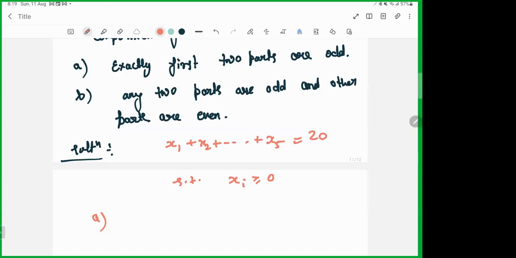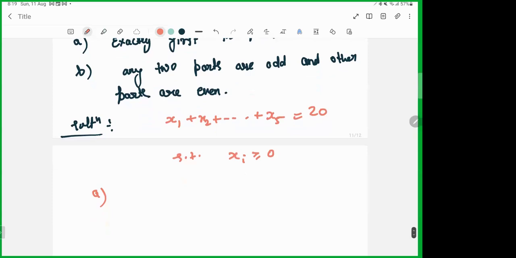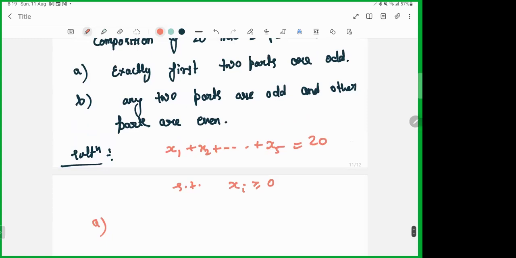First two parts should be odd. That means x1 and x2 should be odd. Can you tell me? And exactly the first two parts should be odd, that means other parts should be even. So how should you proceed? So the two conditions are different problems? Yes, yes. Start with the first problem.